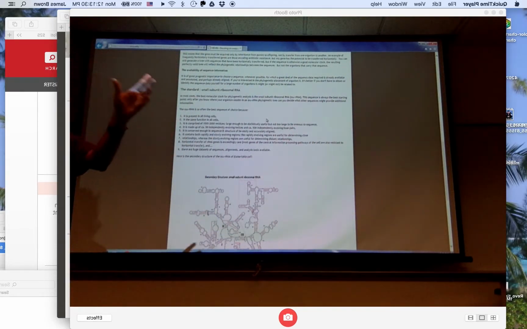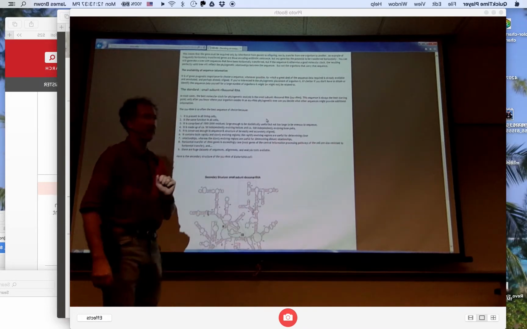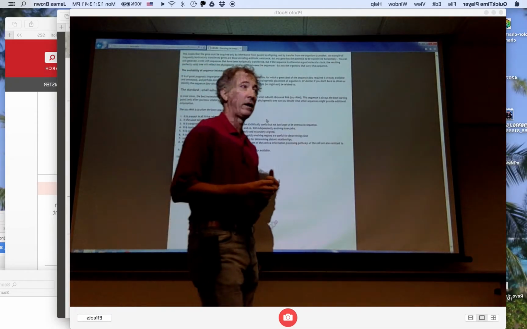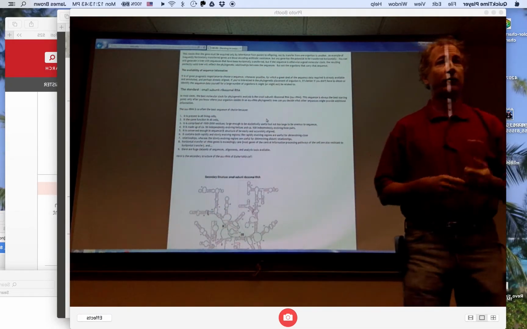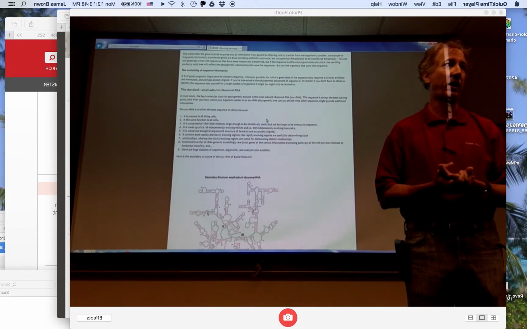There are some other reasons that have to do with clock-like behavior and so forth. It's made up, this is what it looks like, it's made up of about 50 independently evolving helices and about 500 independently evolving base pairs. So essentially there's 500 data points in this RNA that are useful for phylogenetic analysis.